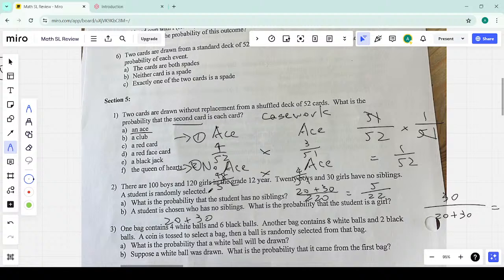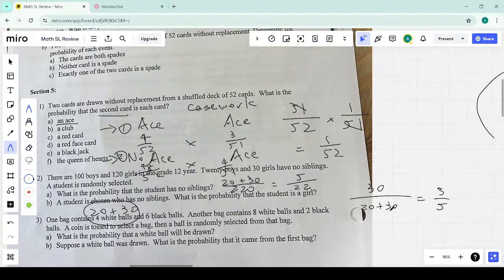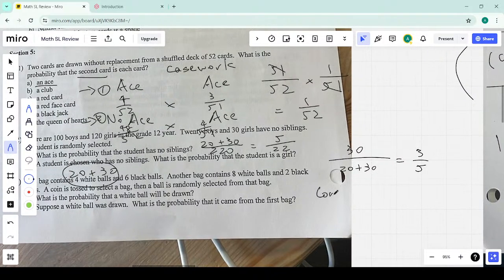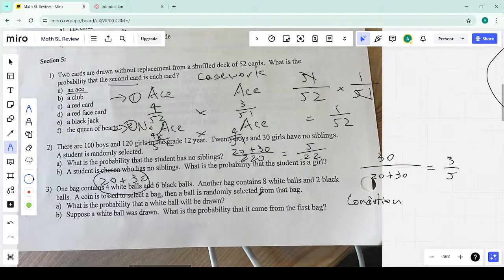Therefore there's only 50 people that could have been chosen. The total number that's going to be in the denominator has to be 20 plus 30, which is 50, because those are all the people that actually fit this condition. So in this question, we had a condition, right? The condition says that the student chosen has no siblings, and that forces the total to just be 50.